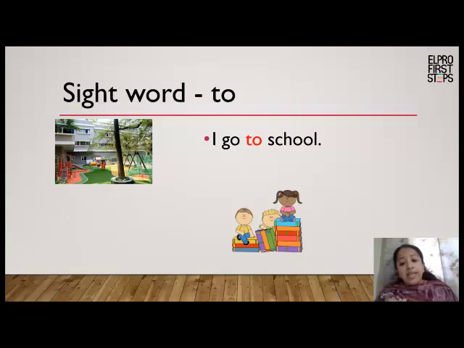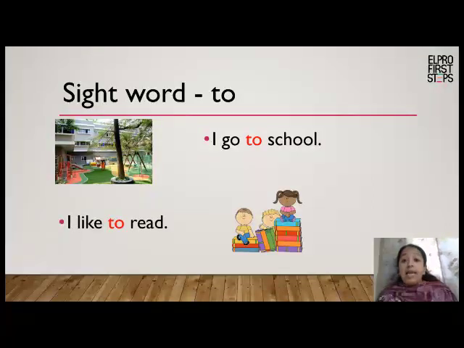Now, in the next picture, there are a lot of books. Can you see them? And what can we do with the books? We read the books. So, to is also used for showing an action. I like to read. I like to play, dance. I like to sing. So, here with books, the sentence will be, I like to read.